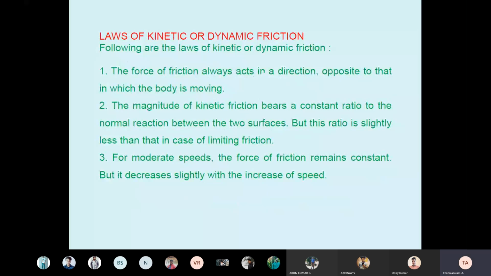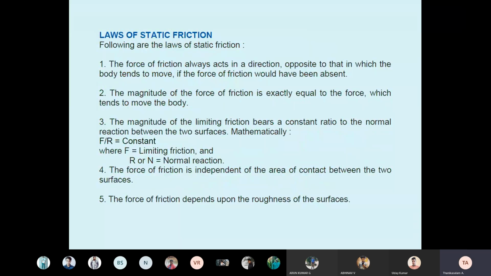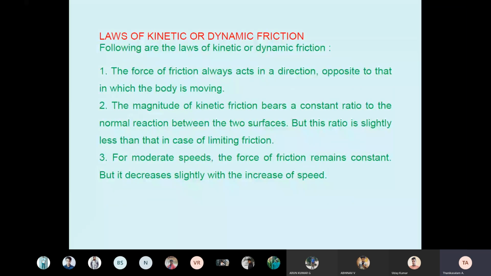Then the law of kinetic friction. The same definition: the force of friction always acts in a direction opposite to that in which the body is moving. Previously mu equals F divided by R; here, by the same definition, mu k equals Fk divided by R. The magnitude of kinetic friction bears a constant ratio to the normal reaction between the two surfaces, but this ratio is slightly less than in the case of limiting friction.